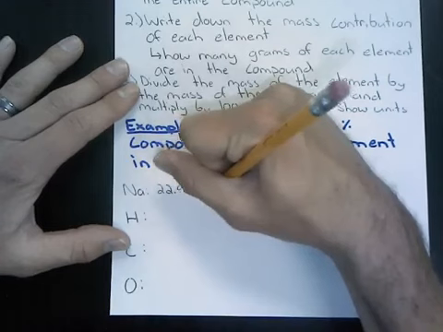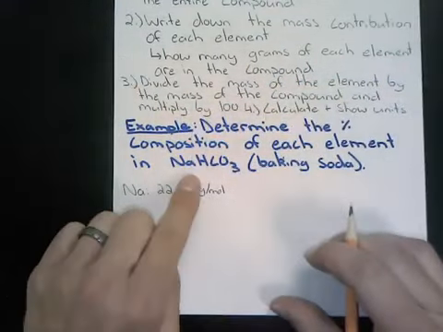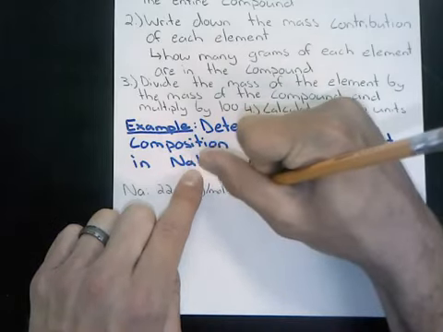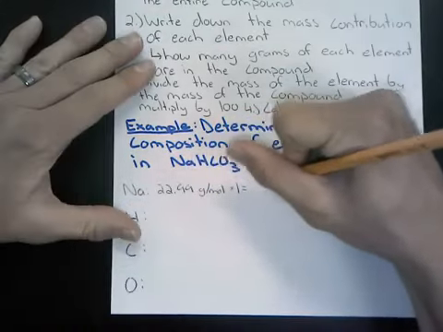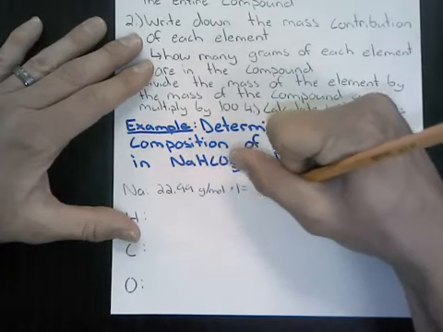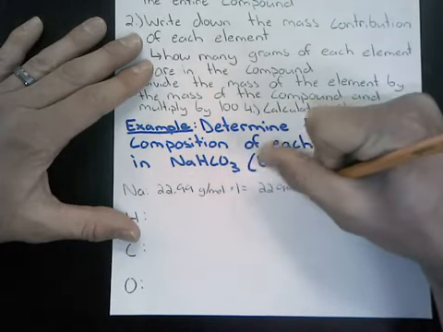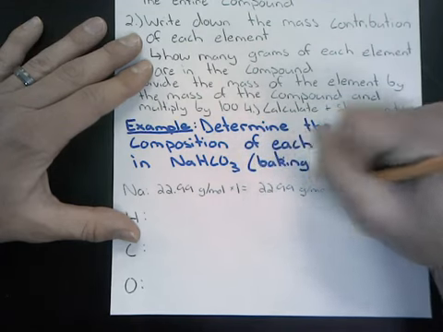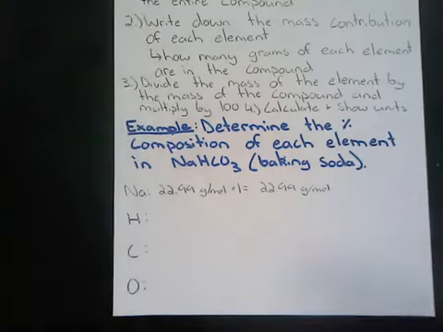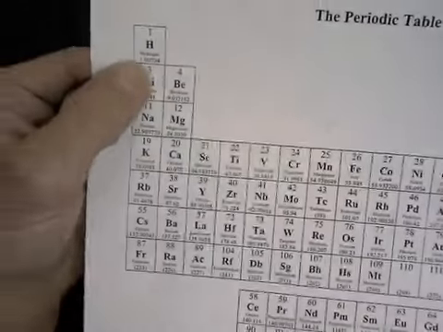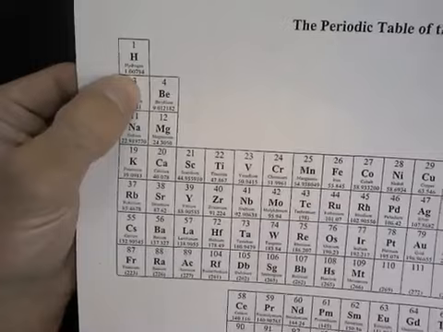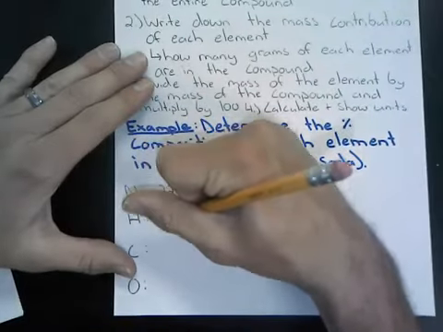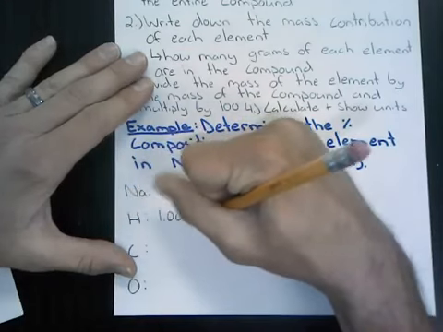22.99 grams per mole. You multiply it by how many sodiums you have in your formula, which is just 1. So that means sodium contributed 22.99 grams per mole. Then you go down to hydrogen. Remember, hydrogen is the weird one. I like to round to 3 decimals. And so the molar mass is 1.008 grams per mole.